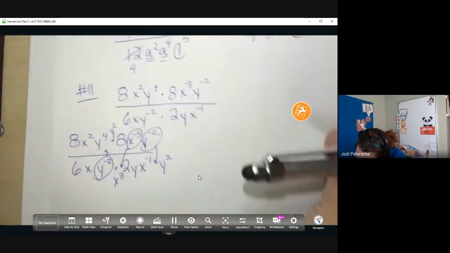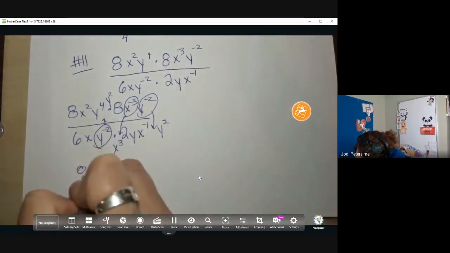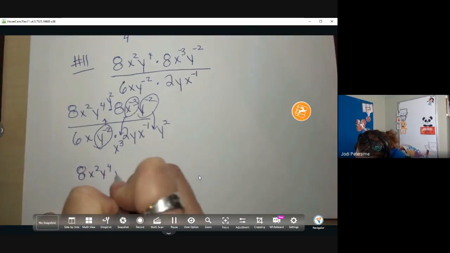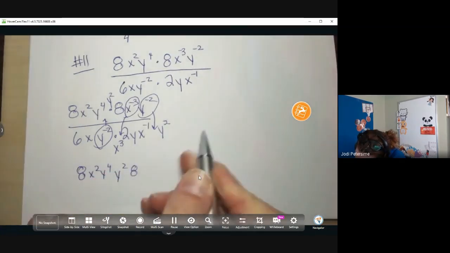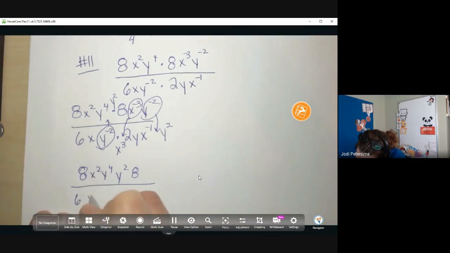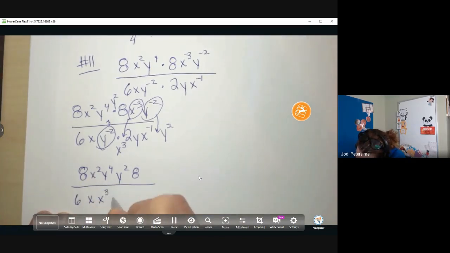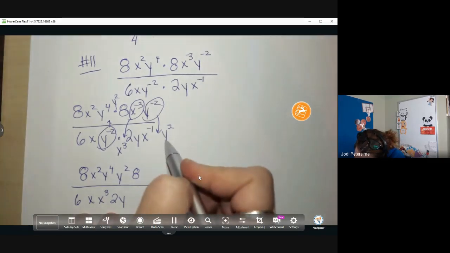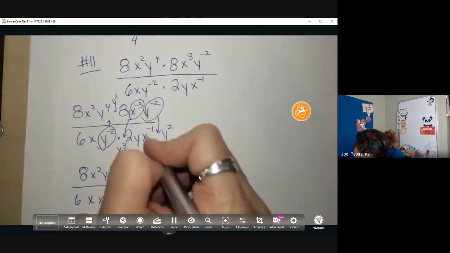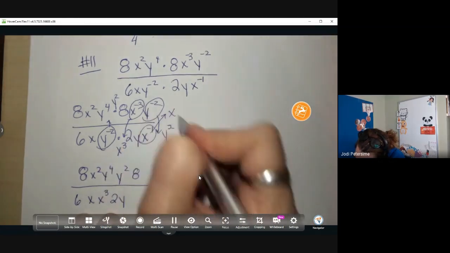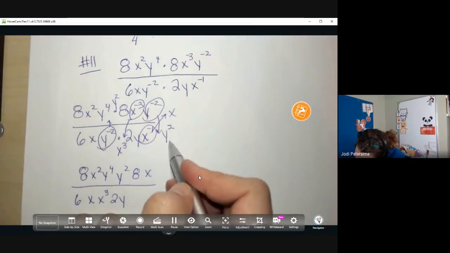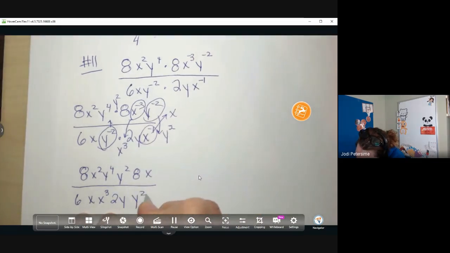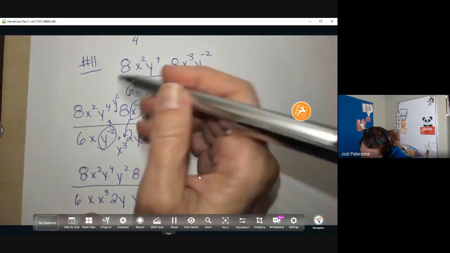I'm going to rewrite. So 8x squared y to the 4th y squared 8, 6x x cubed 2y. I think I lost him. I didn't put him up there, did I? And then I had a y squared come down. Whoa, that's kind of gnarly. Make sure I got it all.